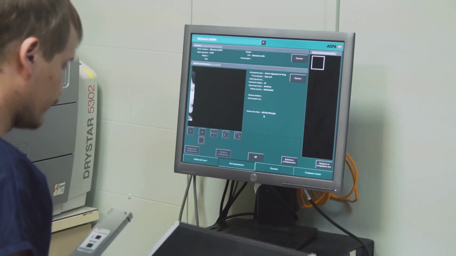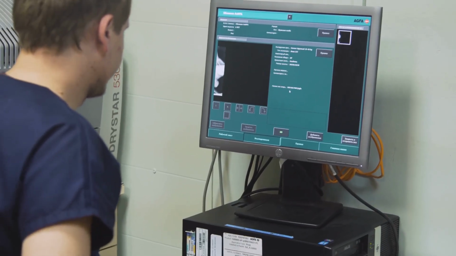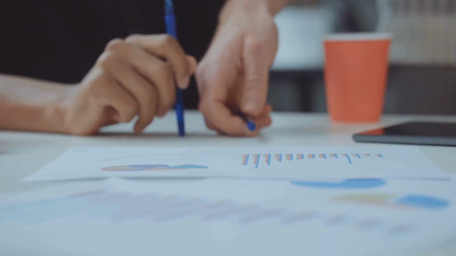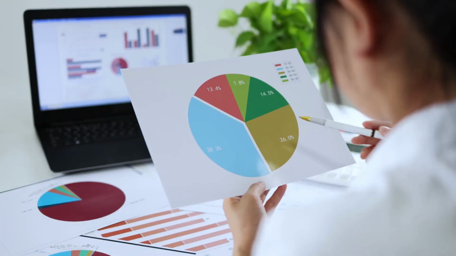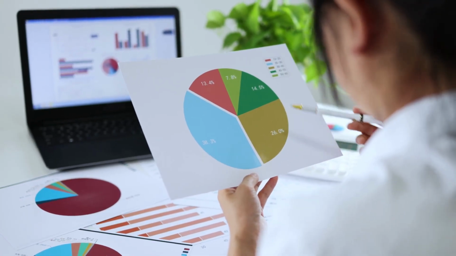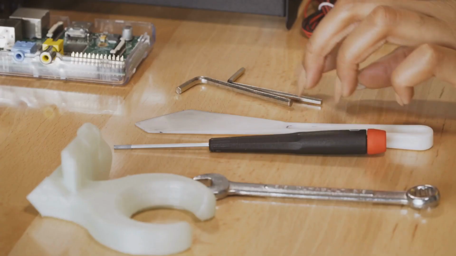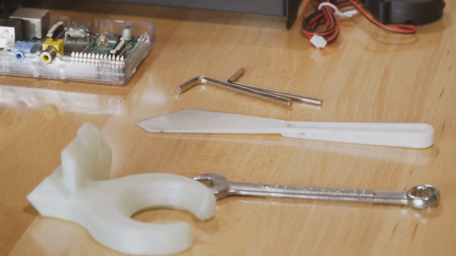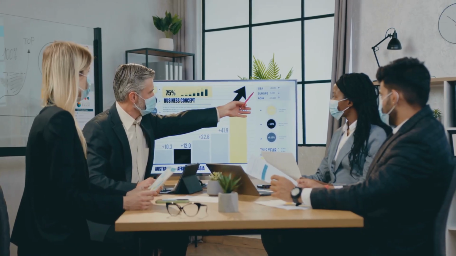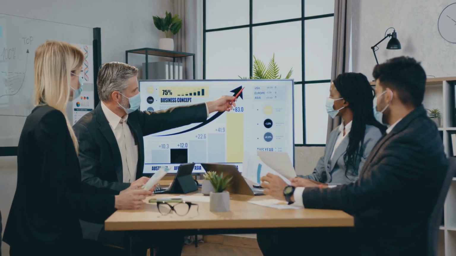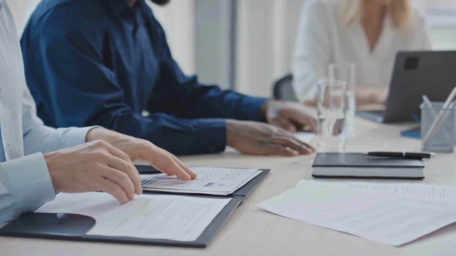Minitab puts all the tests under Stat, Basic Statistics. You'll see options like 1 Sample t, 2 Sample t, and 1 Proportion. Each test fits a specific question and data type. Don't worry about the names. Just match the test to your question. Hypothesis tests let you make confident, evidence-based decisions. Let's look at the 3 you'll use most.